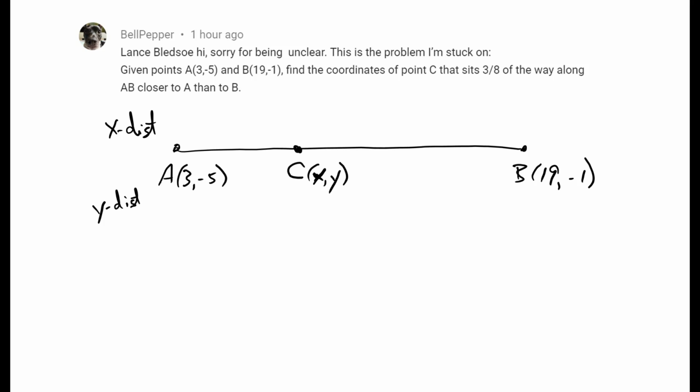The thing that's tricky about this problem is that if you look at the original video, you'll notice that the way the problem is stated, it says to find the coordinates of point C such that it divides the segment into a given ratio. I think the ratio in that original video was 3:2. So it gives you a ratio. This one, notice, it doesn't actually give you a ratio. It says find the coordinates of a point C that sits 3/8 of the way along AB, closer to A than to B.